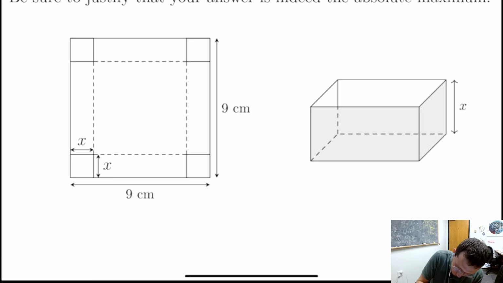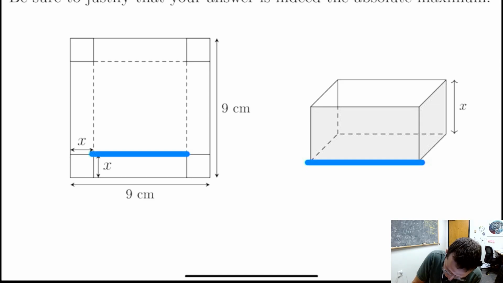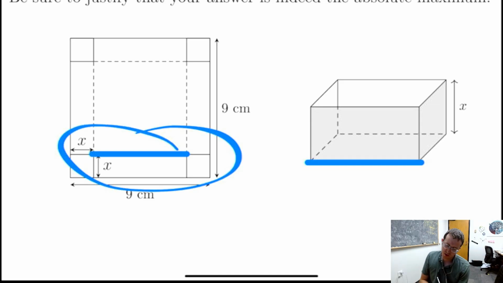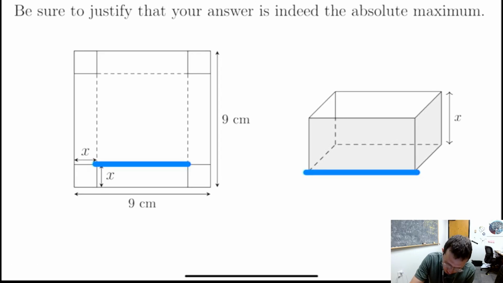So the length of the box is going to be that segment in the unfolded piece of material. And then the width of the box is this segment. And the height of the box is that piece, which I guess would be this or this. It doesn't matter which one.